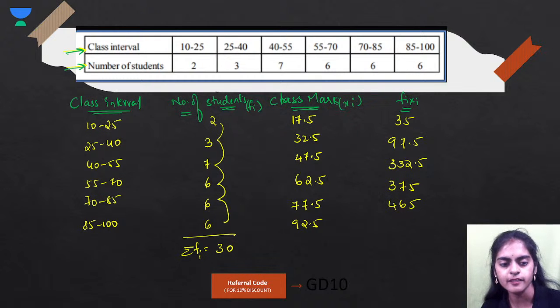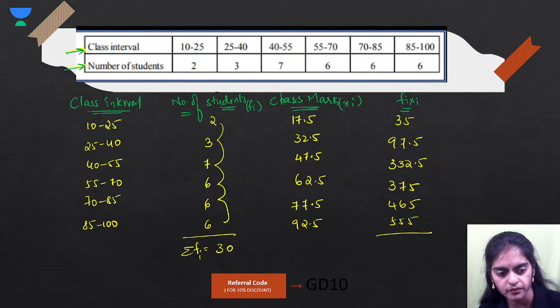Last is 92.5 into 6. It will give you 555. Now if I just add the sum of all this, so 555 plus 465 plus 375 plus 332.5 plus 97.5 plus 35. If you add all this, you will get 1860.